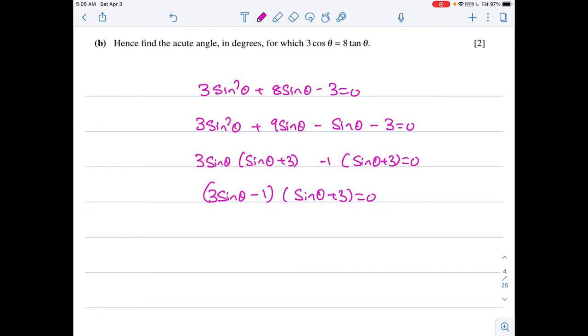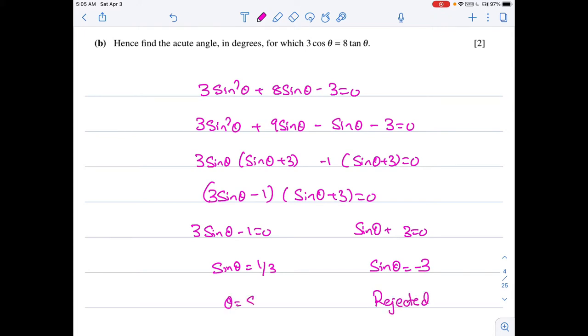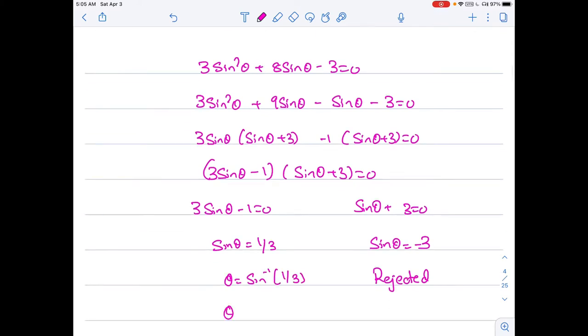So I get two options: 3 sine theta minus 1 is equal to 0, or sine theta plus 3 is equal to 0. So sine theta is equal to 1 upon 3, or sine theta is equal to minus 3. Sine theta equal to minus 3 is rejected. Sine theta is equal to 1 upon 3, so theta is equal to sine inverse of 1 upon 3, which is theta is equal to 19.5 degrees. That's going to be the answer.